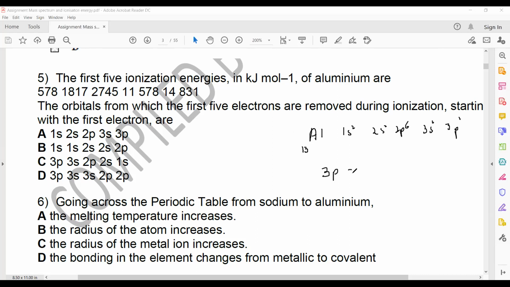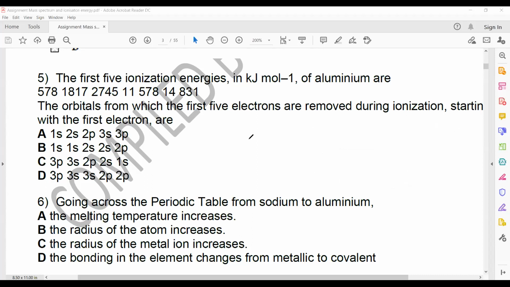Then the electron is removed from 3s. Then another electron from 3s. Then 2p and then 2p. So 5 electrons are removed in this order. So what's the answer? A, B, C, or D? So D is the right answer.